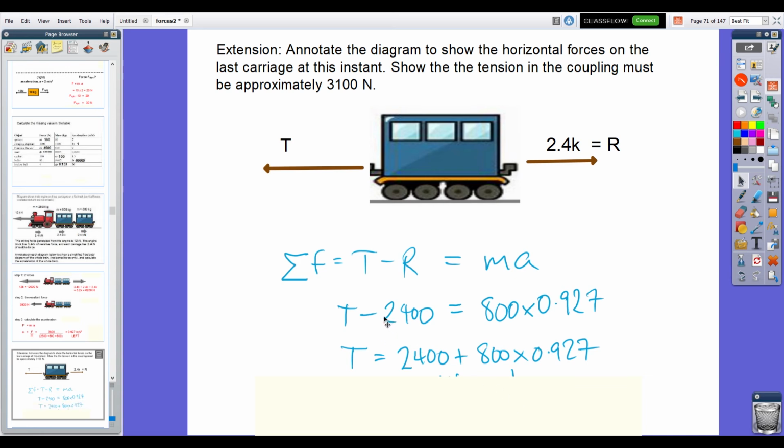So I can actually rearrange this. I want to add 2,400 to this side to get T on its own, then I need to add 2,400 over here. So I end up with T equals 2,400 plus 800 times 0.927. And if I do that calculation, I end up with 3142. 3142 is the only value of T which, when combined with this resistive force, is going to give us an acceleration of 0.927. So probably more A-level standard, that one, because that is a nice extension question. But if you can follow that well, then I think you're doing very well.